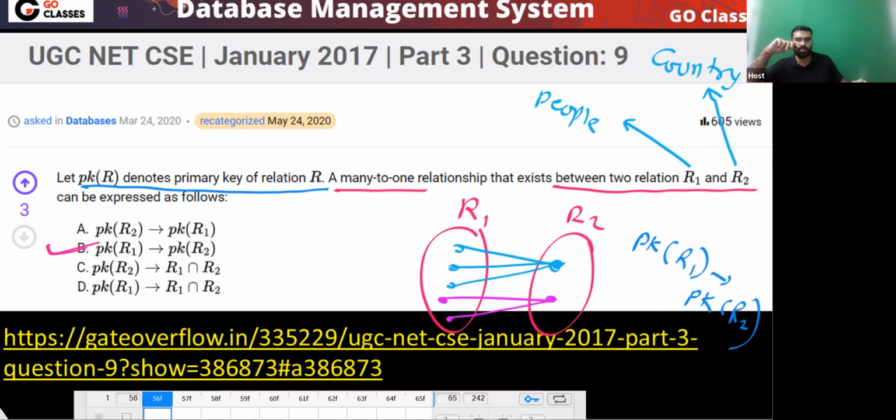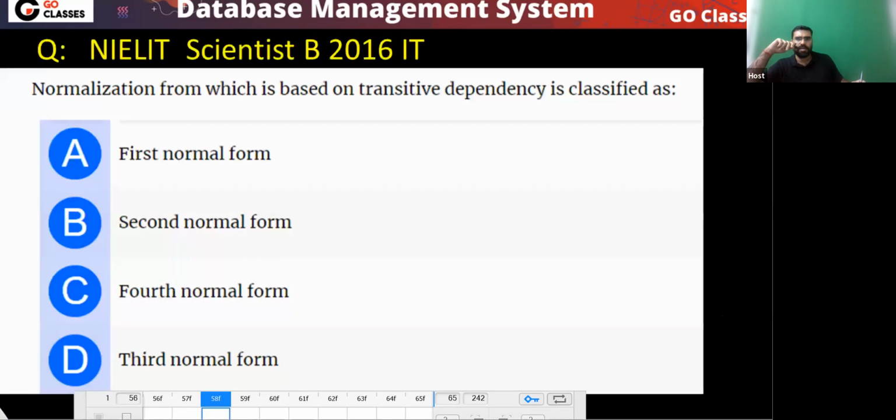Is this clear? Let me know. Okay, so quite simple. Let's see this question. Tell me what is the answer. This is a NIELIT Scientist B 2016 question. So the normalization form which is based on transitive dependency is classified as third normal form, 3NF.